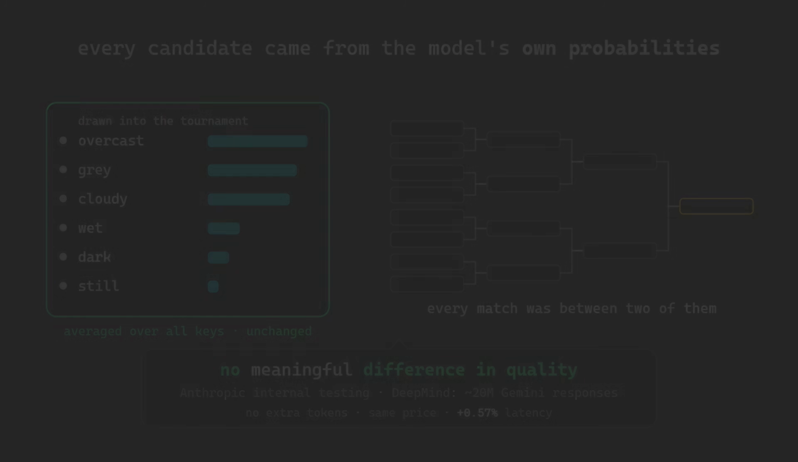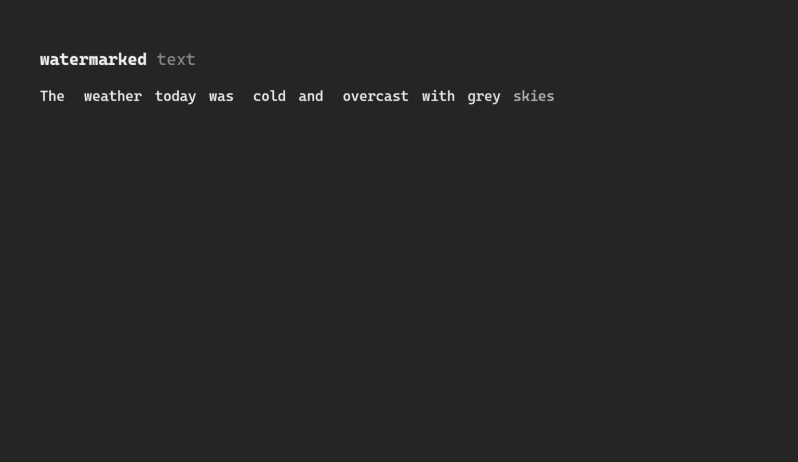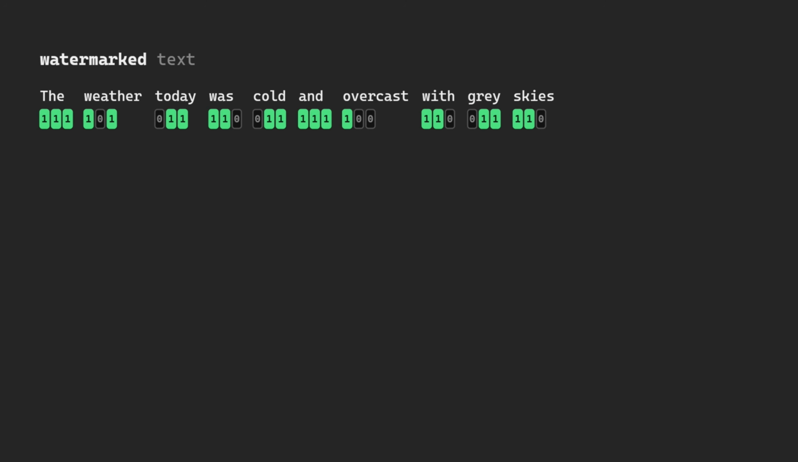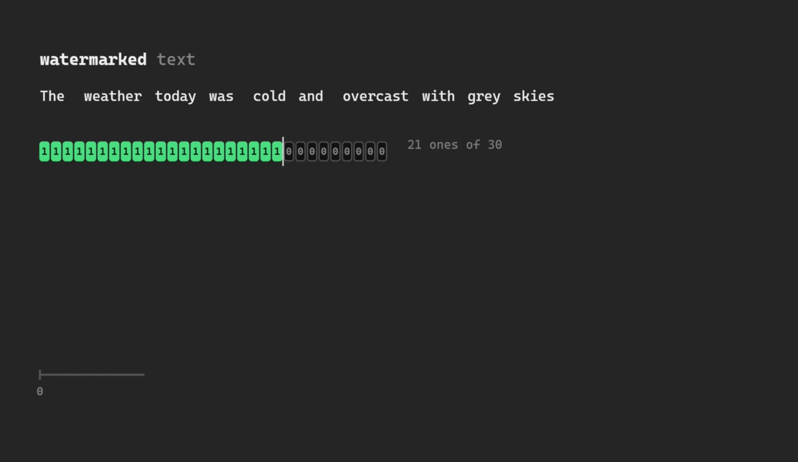So, what does the tournament leave behind? A word that wins several rounds usually won them by holding a high number of ones in its code. So, if we walk back through finished watermarked text and look up the code of every winning word, we find more ones than zeros, and the average sits above a half.